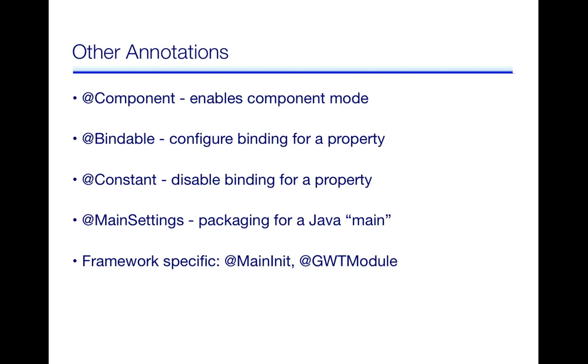And you can mark entry points to your application using @main_settings. The main settings has various properties for controlling packaging of the resulting application, like the name of the script that gets generated, whether files get put into a jar file, and what that jar file's name is. And framework layers can use their own annotations, like the @main_init annotation in the Swing layer, or the GWT module annotation, which you can put on an entry point like an activity and have the configuration for that entry point be generated automatically.